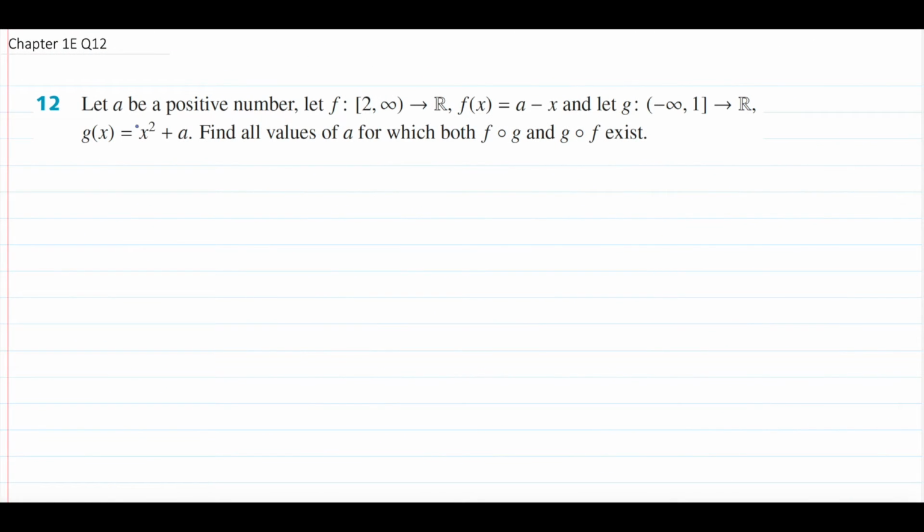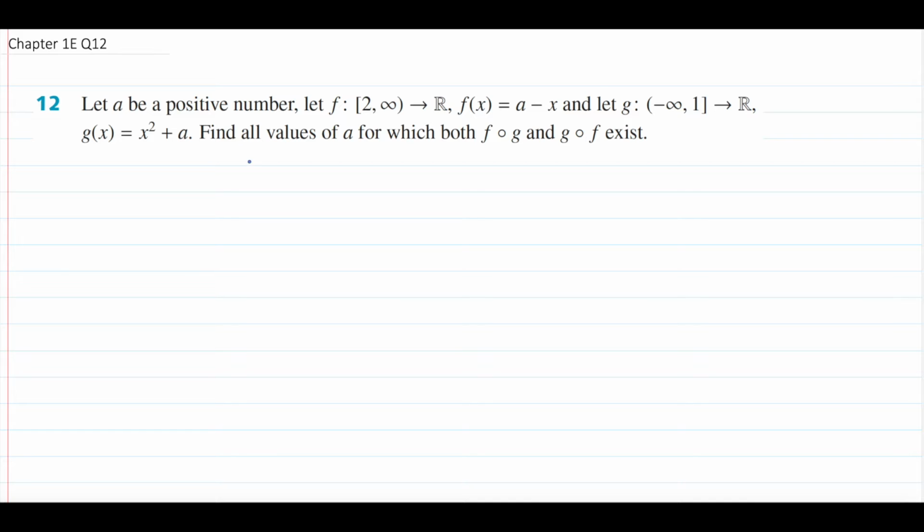Alright, question 12, let's have a read. Let a be a positive number, so we're starting off with a variable here, and let the function f with a domain of 2 to infinity have the equation a minus x. And let the function g with a domain of negative infinity to 1 have the equation x squared plus a. Again, a is consistent here. It's everywhere in the equation for both of them.